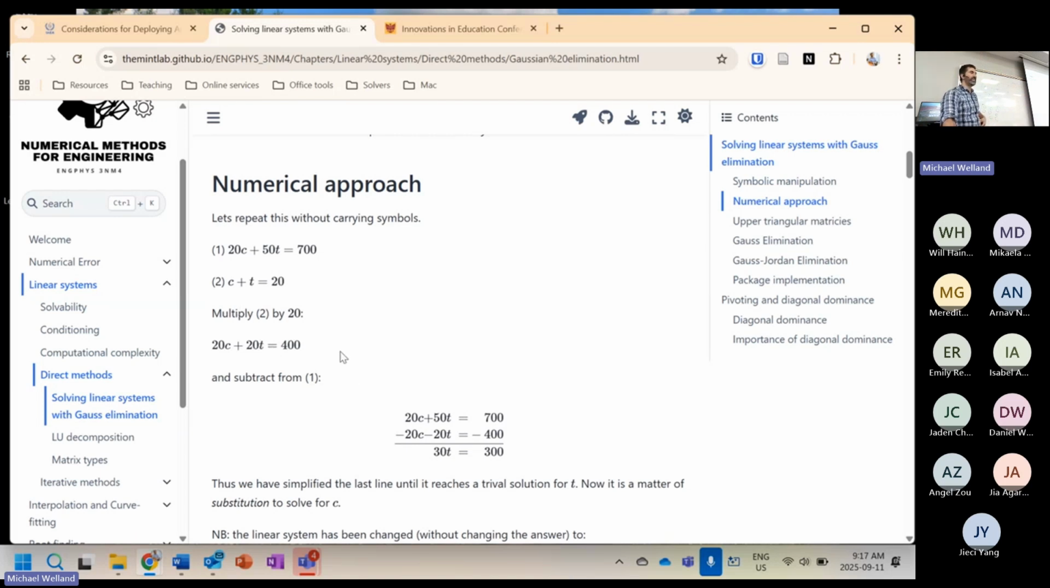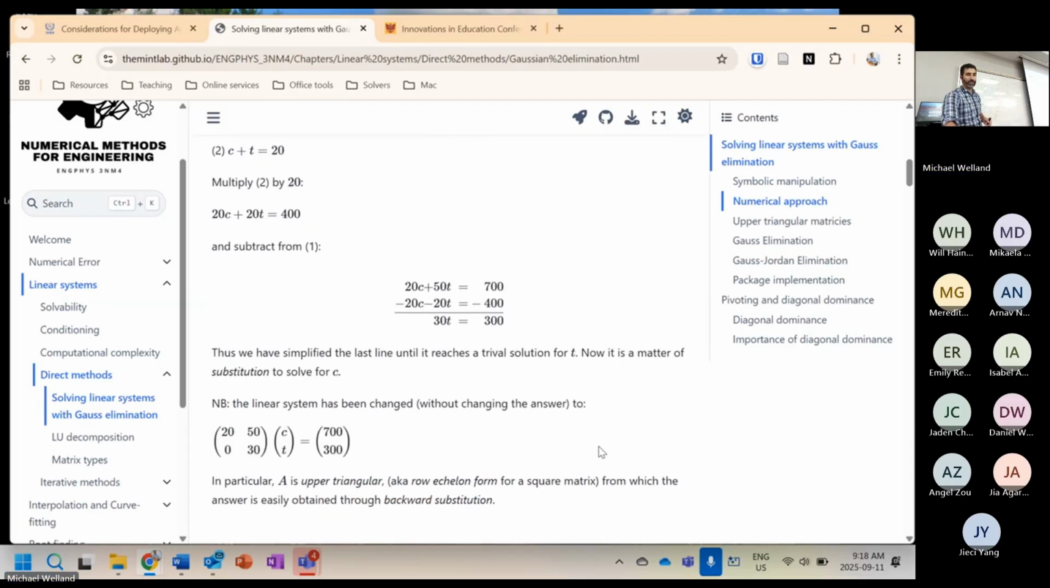And what we're going to do is these line matrix operations. So we're going to take the second equation, multiply it by negative 20, right? We're going to have 20C plus 50T is 700. And then C plus T is equal to 20 becomes minus 20C, minus 20T, equals minus 400. Slap those two together, and now you've got 30T is equal to 300.